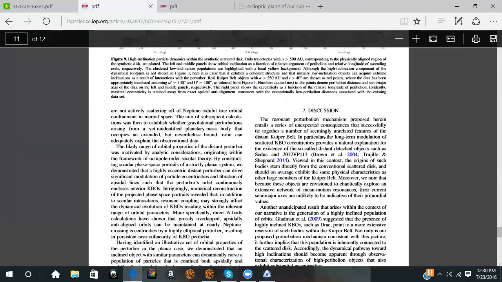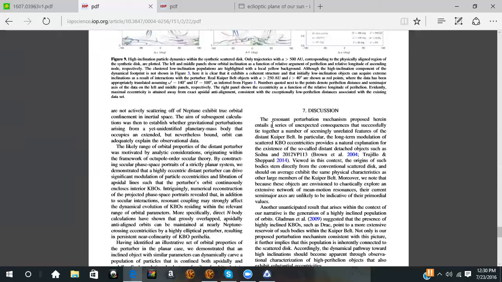Right? The resonant perturbation mechanism proposed herein entails a series of unexpected consequences that successfully tie together a number of seemingly unrelated features of the distant Kuiper belt objects. In particular, long-term modulation of the scattered Kuiper belt objects' eccentricities provides a natural explanation for the existence of the so-called distant detached objects such as Sedna and 2012 VP113, which we know exist and we found, and you can look at with a satellite or satellite images or anything.